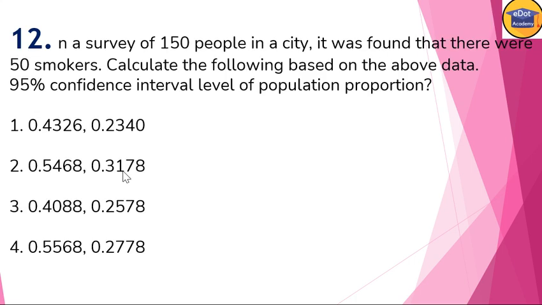Okay, now the 12th one. The data is the same. That means in a survey of 150 people in a city, it was found that there were 50 smokers. So here you have to calculate the 95% confidence interval level of population proportion.